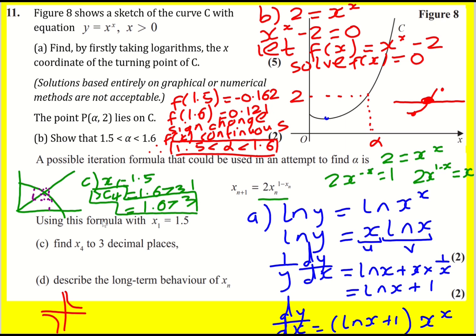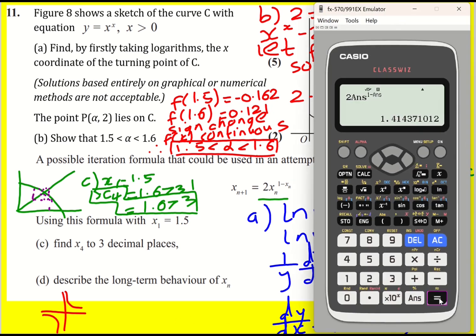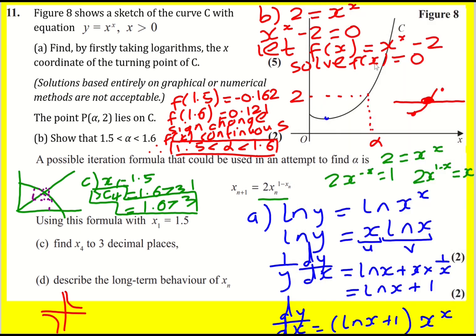And finally, we're asked to describe the long-term behavior of x n. So I've just got to keep pressing equals and see what happens. And actually, it doesn't look like it's converging, in fact. It's jumping between 1 and 2. So we're not managing to find the root using this method. It's actually failed. So we just need to write something along those lines. I wrote oscillates between 1 and 2.